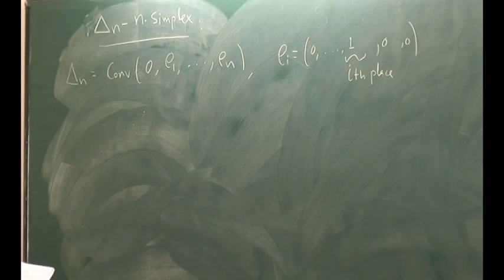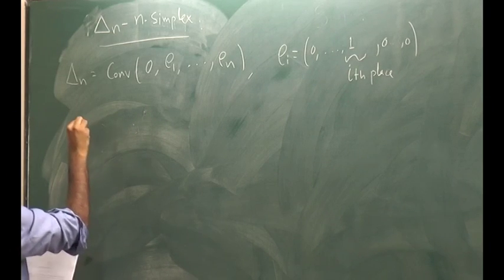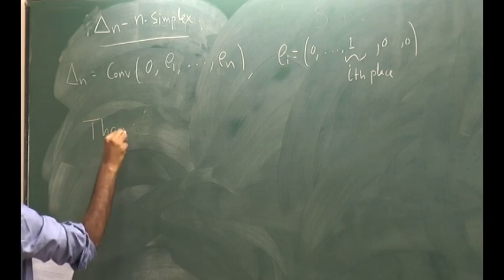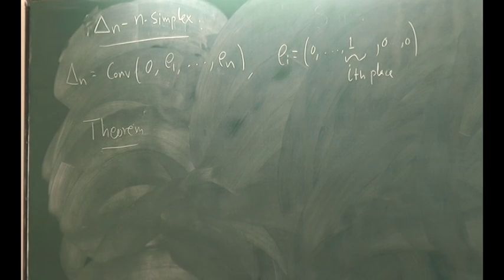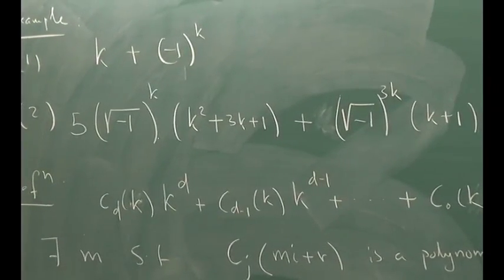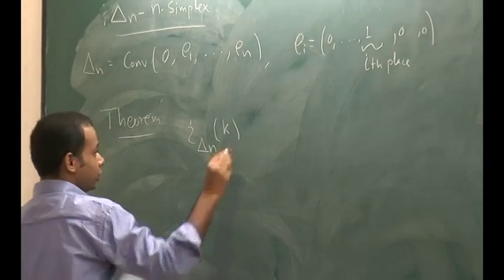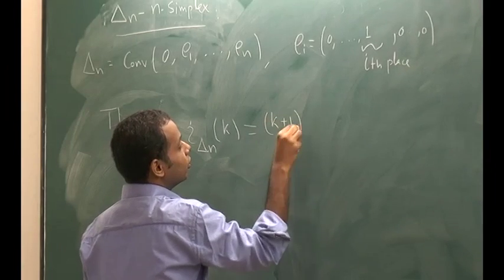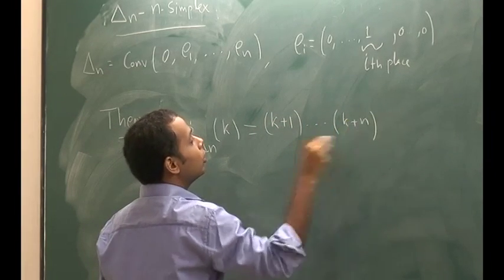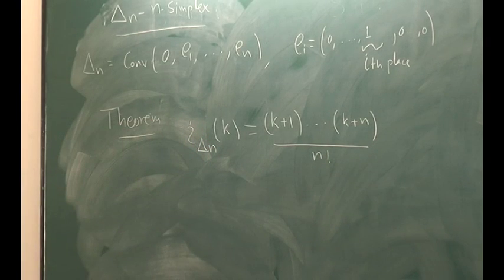Okay, so R of k is defined to be that. I'm just giving a name to define that generating function. So the theorem is, which is actually easy, that I delta n of k is equal to this, divided by n factorial. The number of points inside this is this. Okay, so let's try this.